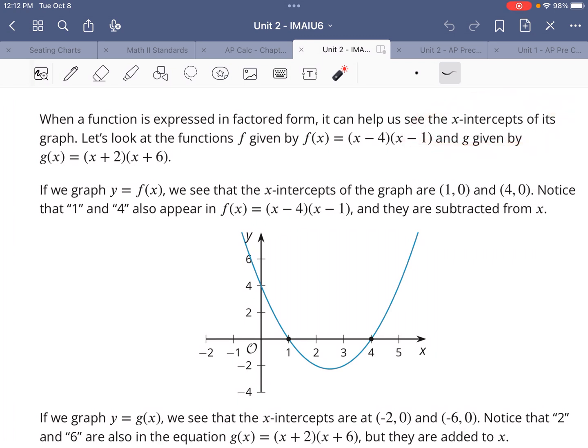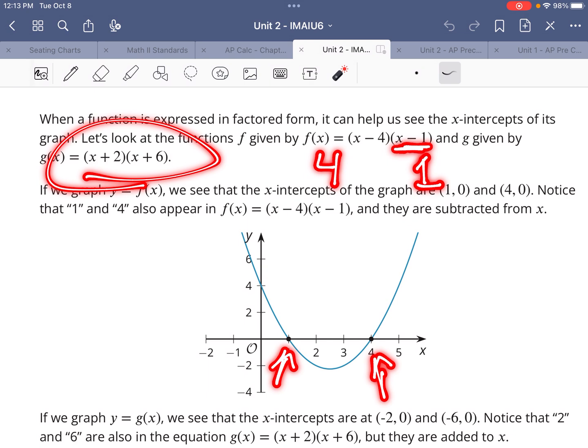The reason why we can see the x-intercepts is because when we look at this, an x-intercept is where my function value is equal to 0, and that can happen where x minus 4 equals 0, because if we have 0 times anything, it'll be 0. That can also happen where x minus 1 is equal to 0, because anything times 0 is 0. So the question is, what value of x makes x minus 4 equal to 0? Well, 4. What value of x makes x minus 1 equal to 0? Well, 1. And if you look, there's one x-intercept, and there's my other.